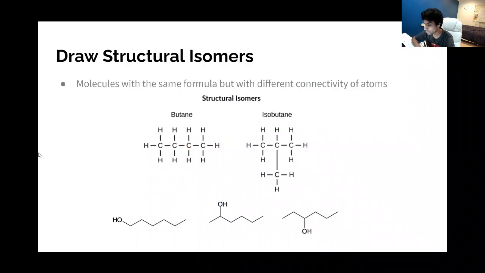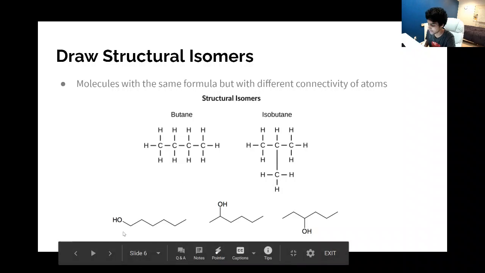The next step is to draw structural formulas, structural isomers. These are molecules with the same formula but a different connectivity of atoms. So we have this long chain of butane, but then a structural isomer like isobutane, where one of the carbons branches off the middle carbon. And then another example is alcohols: these are the isomers of hexanol.